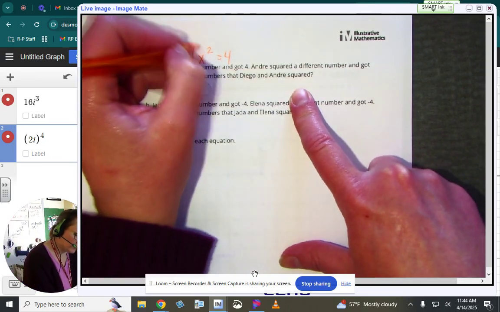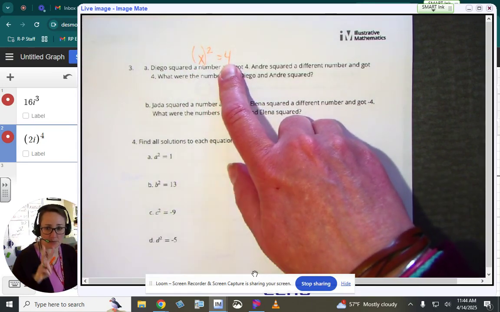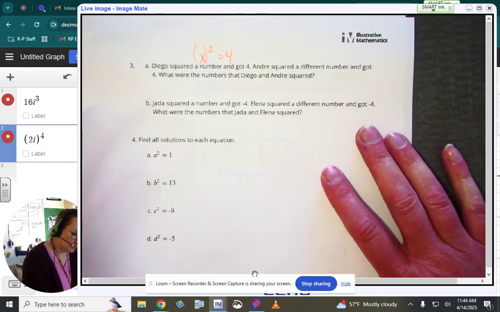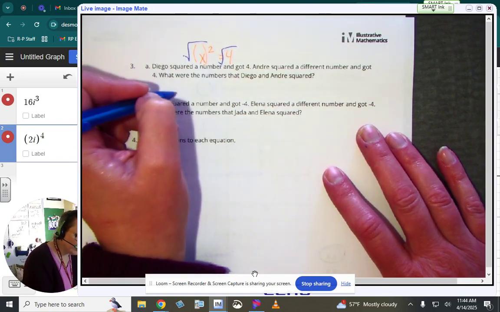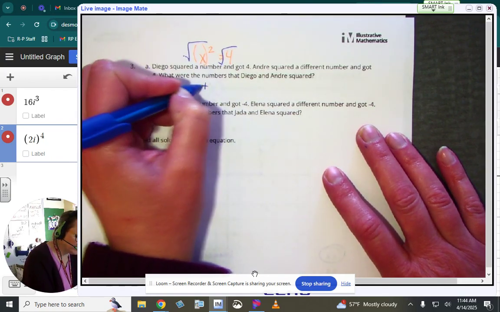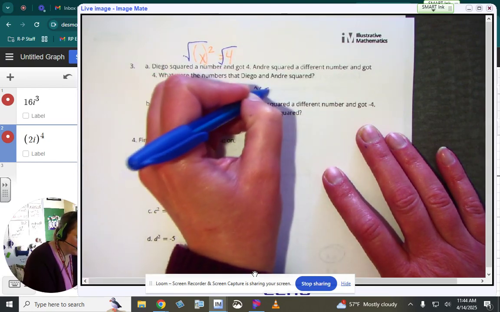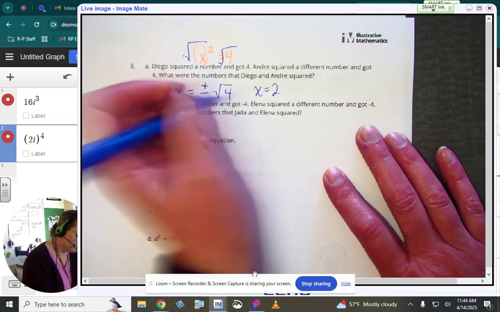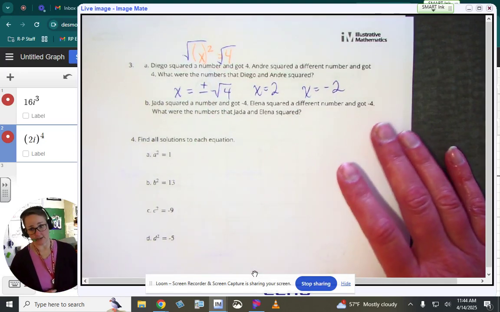Okay, well, we should know this idea by now, that if we have something squared and it equals a positive number, we're going to have 2 answers. And those 2 answers are, when we do the square root, we have to think about the positive and the negative square root of 4. So one of them used 2, the positive square root of 4, and the other one used negative 2, the negative square root of 4.